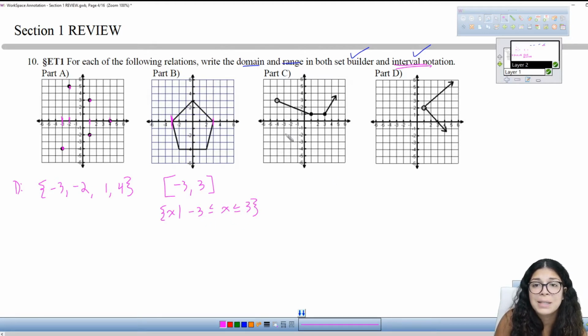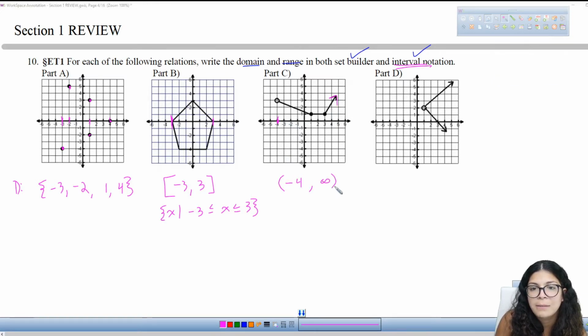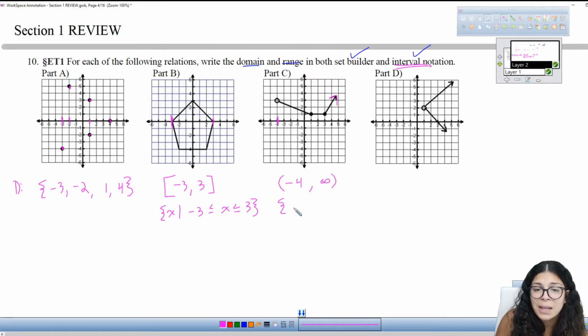Moving right along to part C, our smallest x value, here's that point. Now, do you notice that is an open circle? So that is -4, but it is not included. So parentheses all the way to the rightmost point. Oh, there's an arrow. So till infinity. As set builder notation, that would be x such that x is greater than -4. No "or equal to" because we are not including -4.